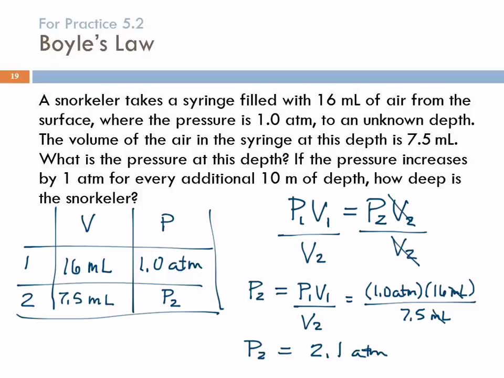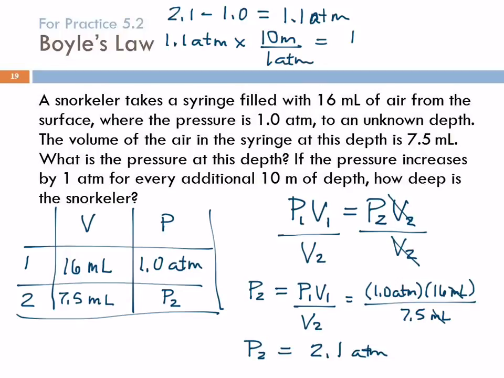We could solve that more exactly. We could say, okay, the amount of pressure increase that he's experienced is, he's at 2.1 now, he was at 1.0. And so the difference is 1.1 atmospheres. And so we've got 1.1 atmospheres, and it's 10 meters for every additional atmosphere. And so that's how the guy in the back came up with 11 meters.